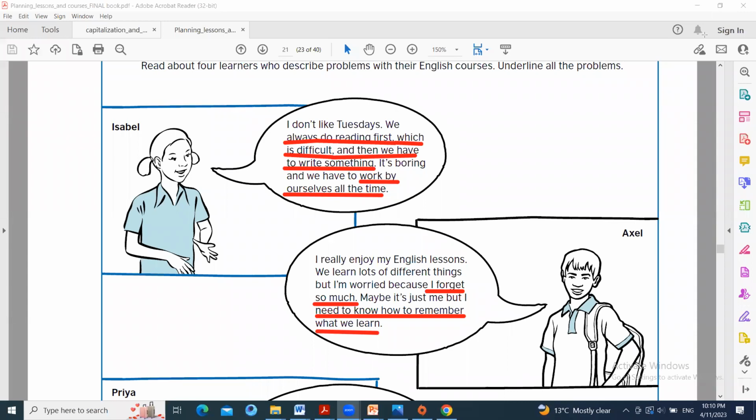Okay, Isabel says, I don't like Tuesdays. We always do reading first, which is difficult, and then we have to write something. It's boring, and we have to work by ourselves all the time.